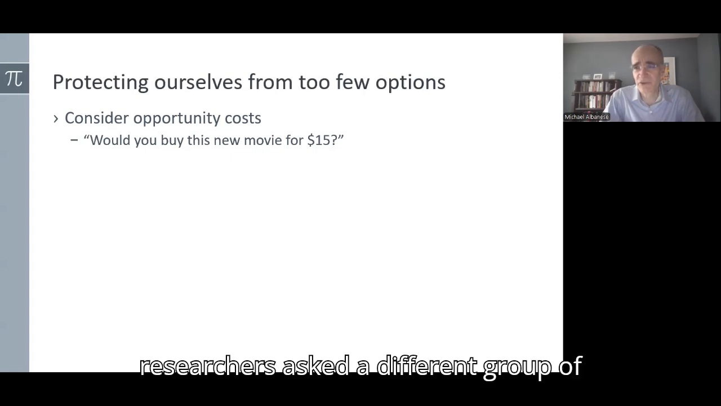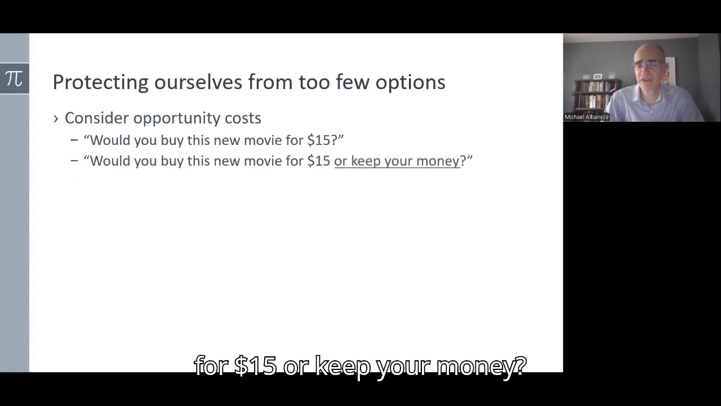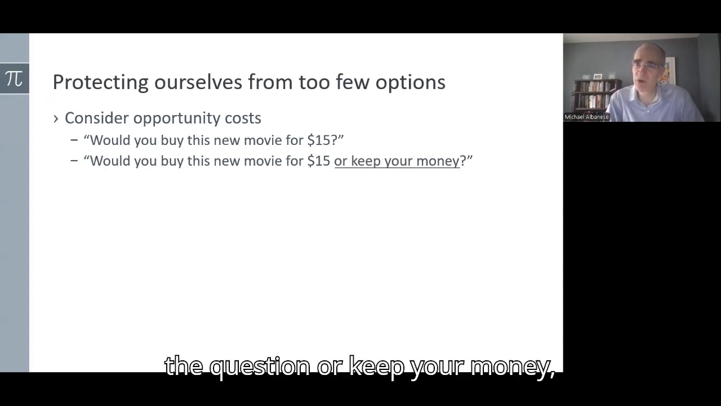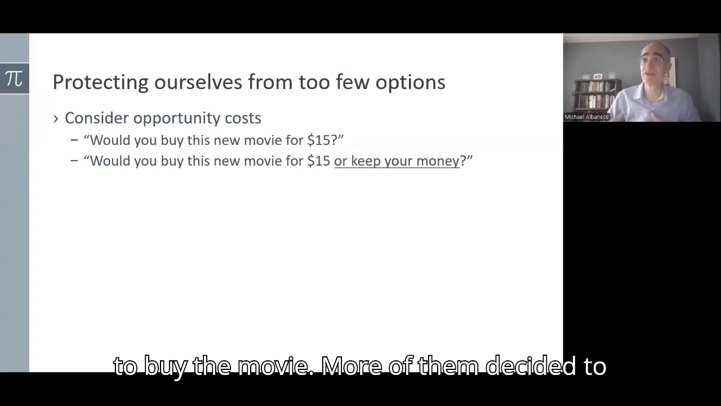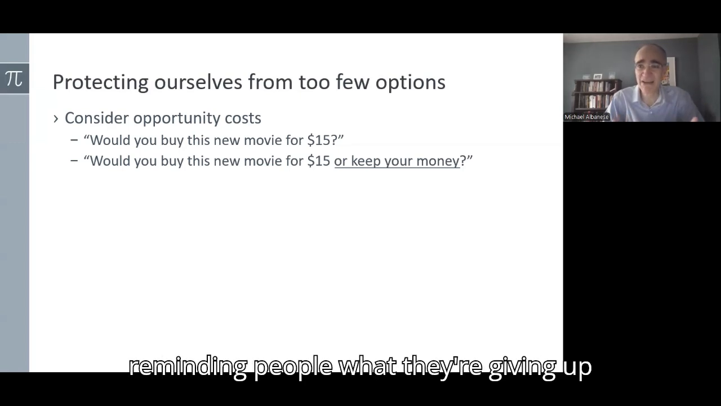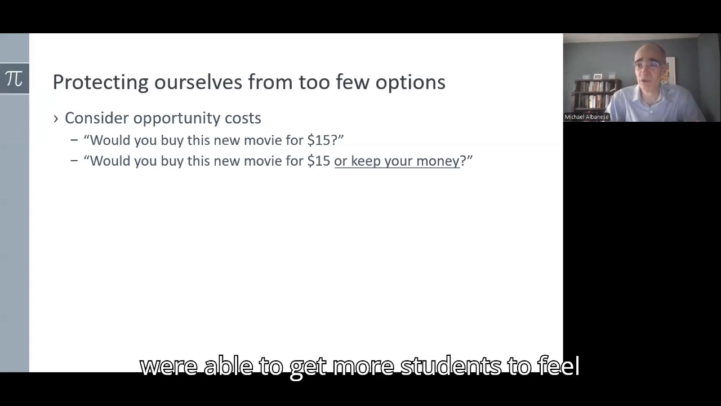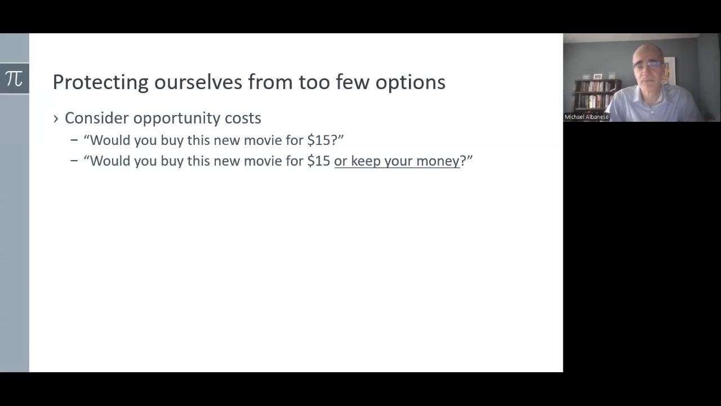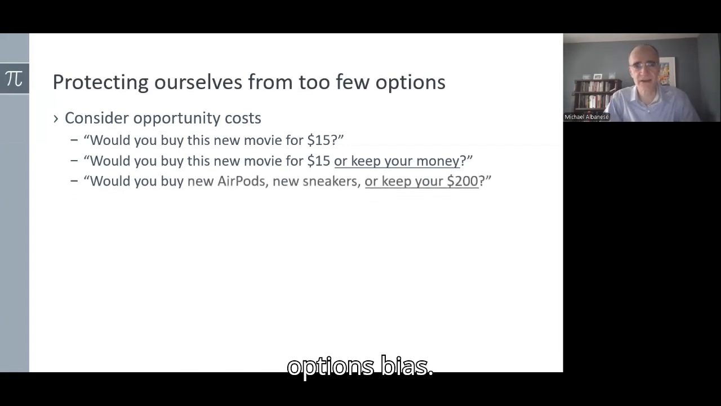But then the researchers asked a different group of students a slightly different question. They said, would you buy this new movie for $15 or keep your money? And just by adding that second piece to the question, or keep your money, many fewer students decided to buy the movie. More of them decided to keep the money in their pocket than to actually buy the movie. So just by highlighting the opportunity cost, by reminding people what they're giving up by buying the movie, they were able to get more students to feel, maybe I should actually keep my money. So highlighting the opportunity cost reminds you that you're giving something up and protects you from the too few options bias.